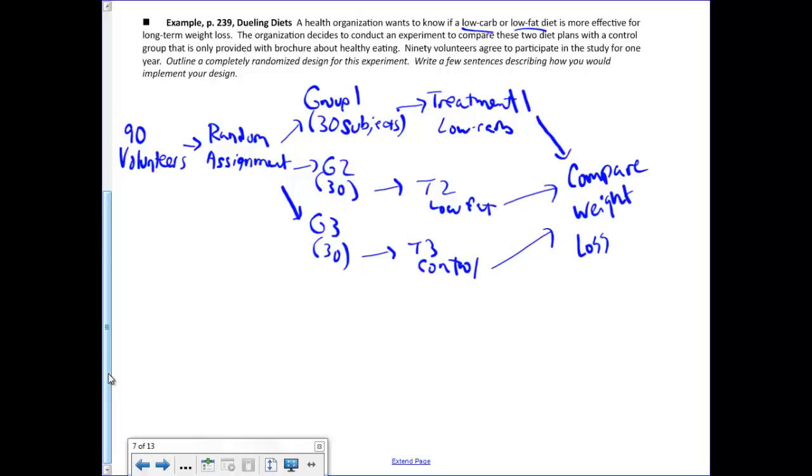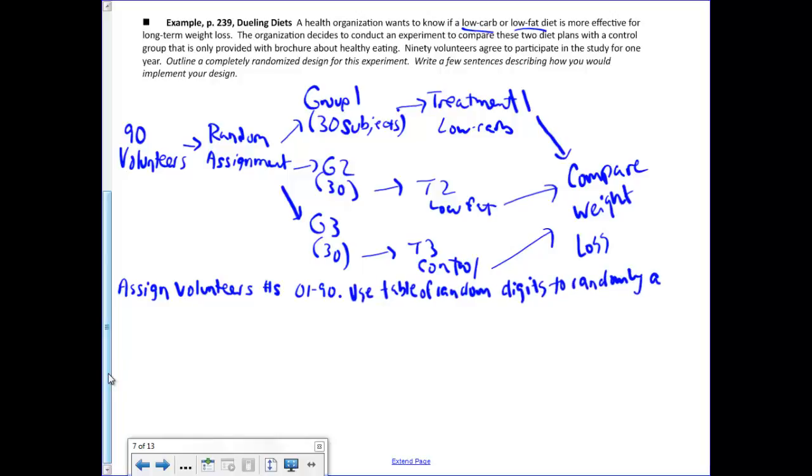I want to walk through with you how do we explain if we use a table of random digits. So what do we do? We assign volunteers numbers 01 through 90. So give everybody a number. And then we use the table of random digits to do what? Randomly assign volunteers to each group.